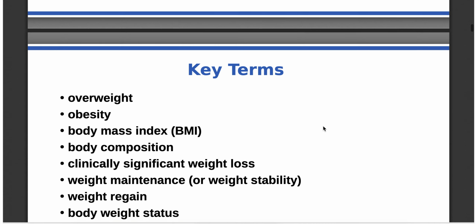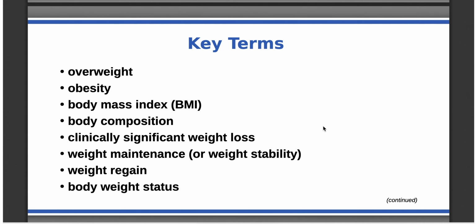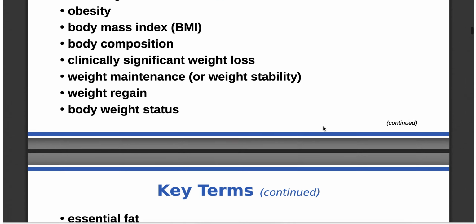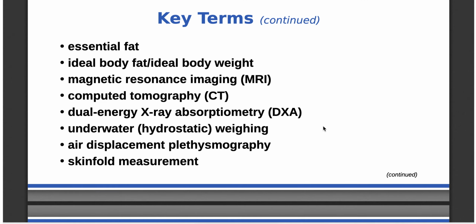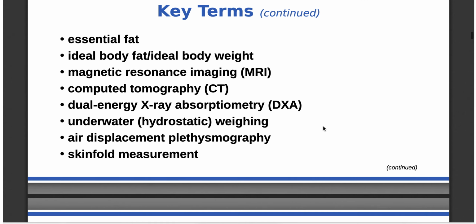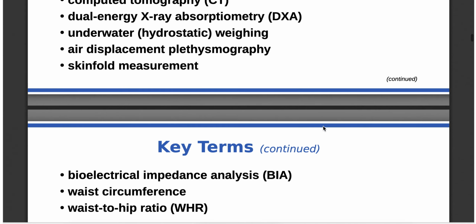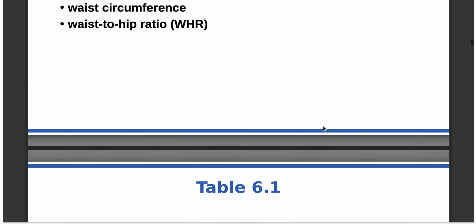You'll have lots of key terms, things like overweight, obesity, BMI, all of those are very related. Body composition, which is different. Weight maintenance, weight gain, regain, body weight status, essential fat, and then things like CT, MRIs, DEXAs, maybe you've heard of those before, just simple definitions of things.